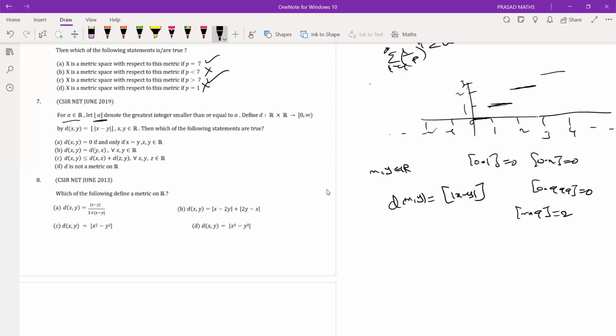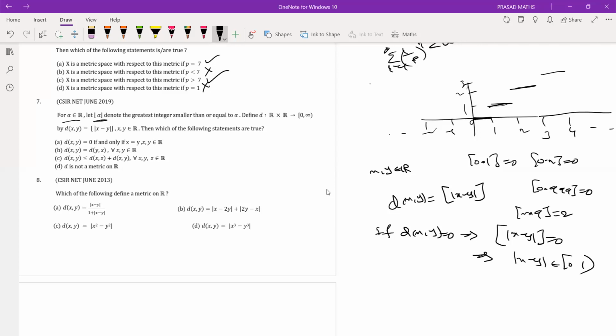Again, as I already told you, go back to the guess method. If d of x comma y is 0, what happens? Step of modulus of x minus y is 0. When do you say that the step function is 0? The step function is 0 whenever the value lies between 0 and 1, that is, in [0, 1).